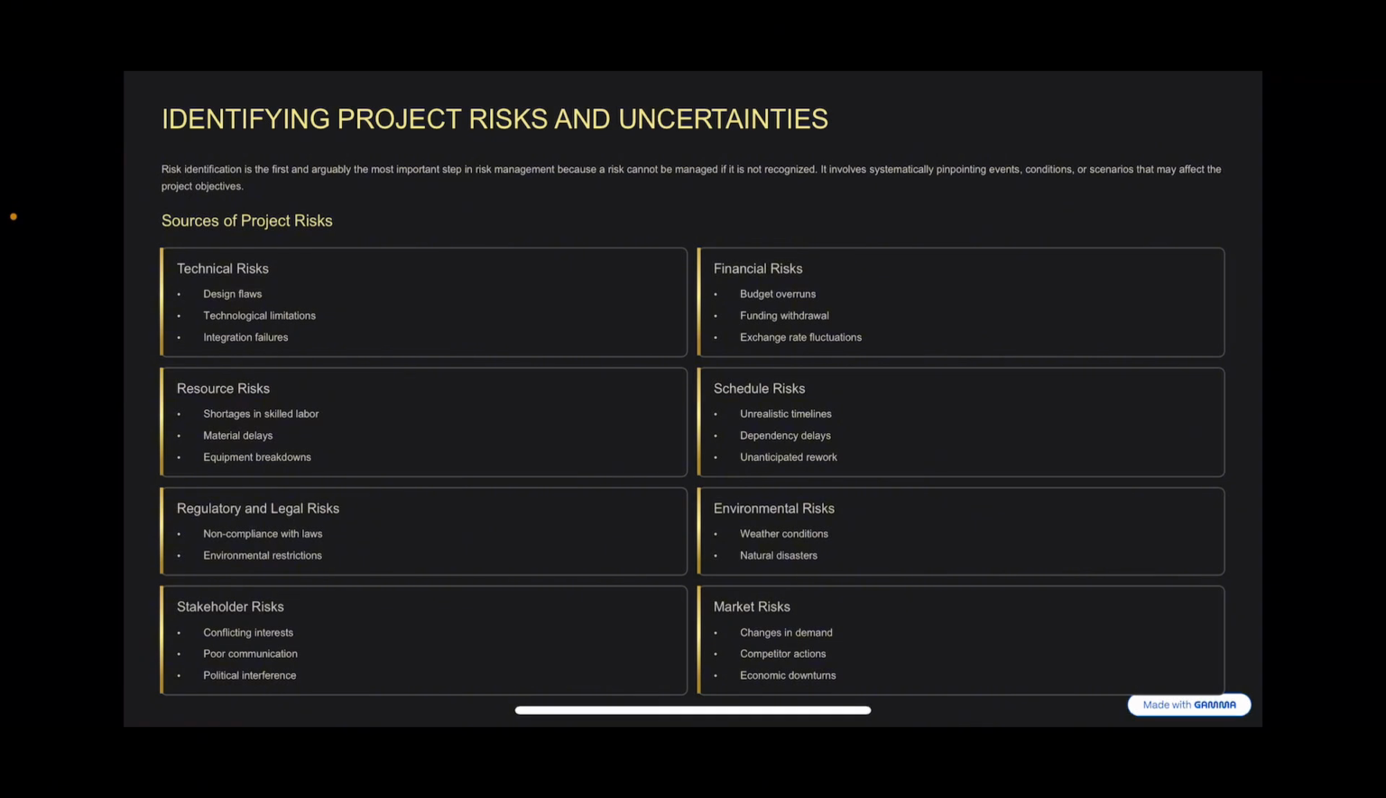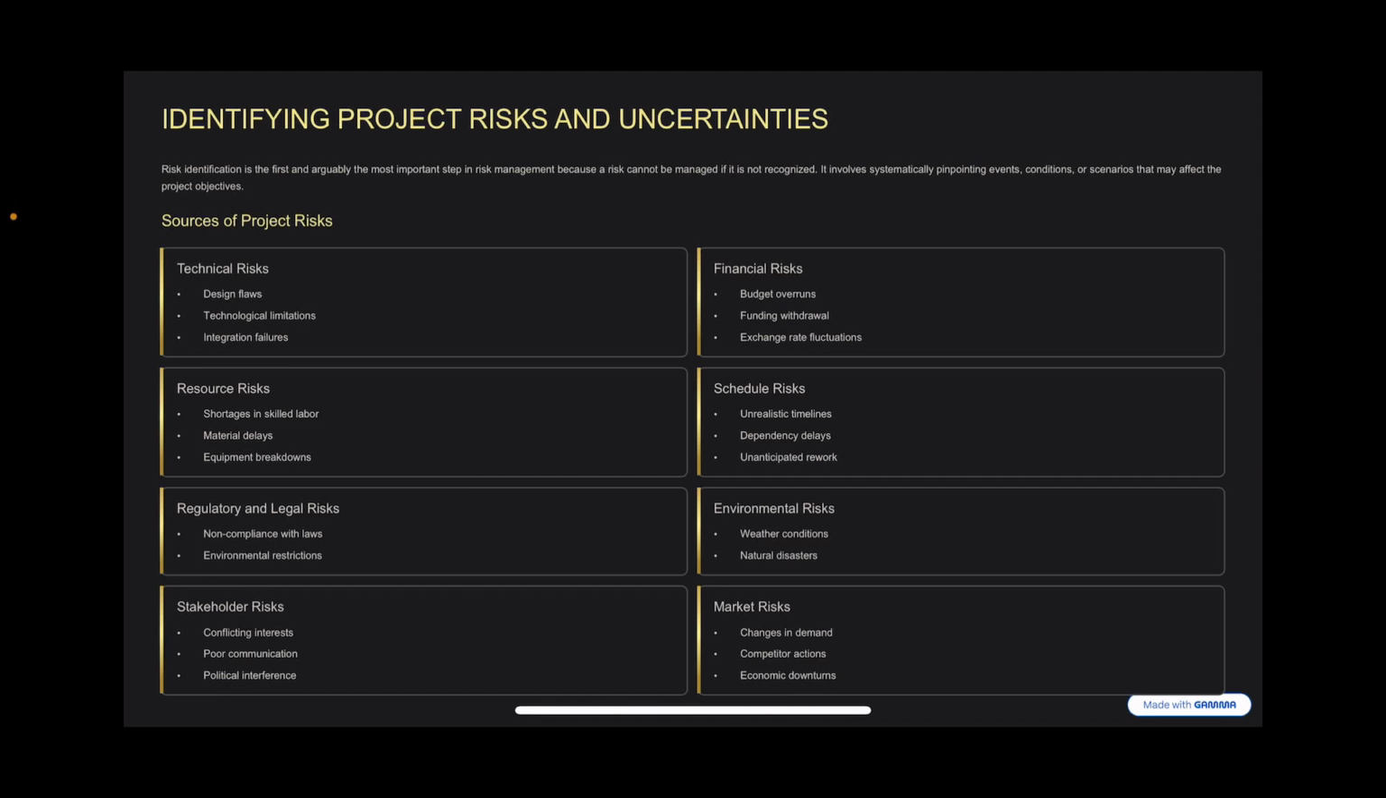Now, what are the sources of project risk? We have here the technical risk, which can come from design flaws, technological limitations, and integration failure. That's your failure of integrating human and technological factors, probably finding the right people to use the software you have on the given project.